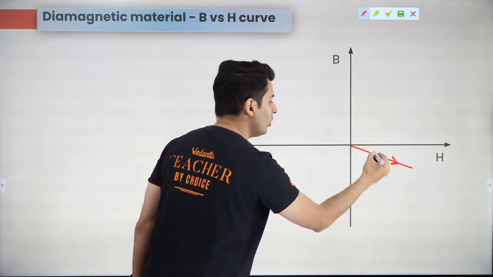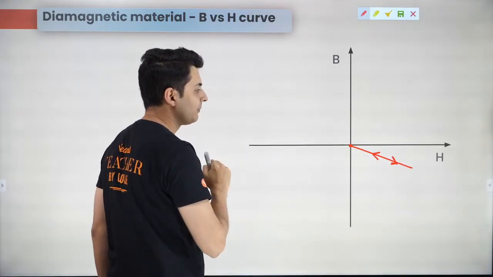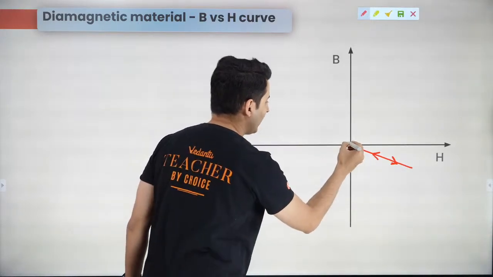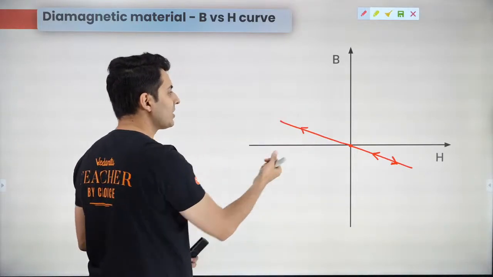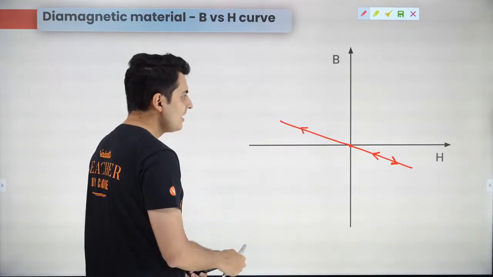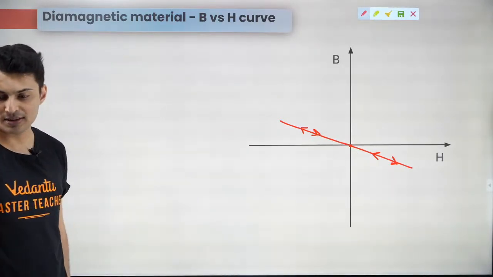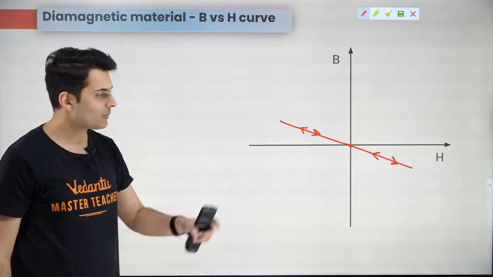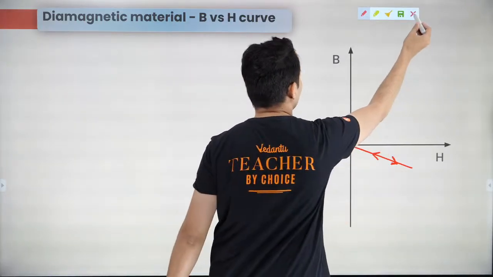And if you remove it, it will again come back to 0. So that's why the double arrow mark. Understand it. And if you try to magnetize it with negative values, again it will be induced in the positive direction, and when you remove it, again it will come back to 0. Okay, so that's the graph, guys. Very important, the B versus H curve.